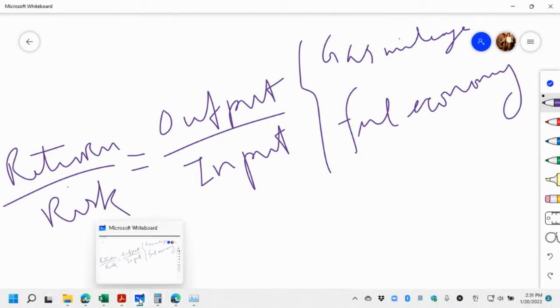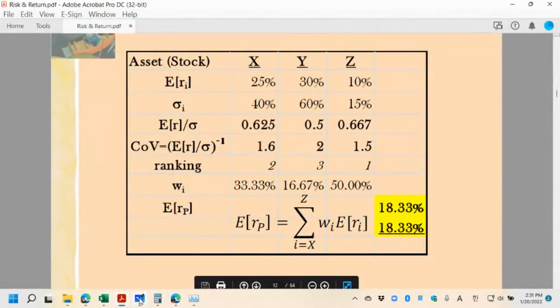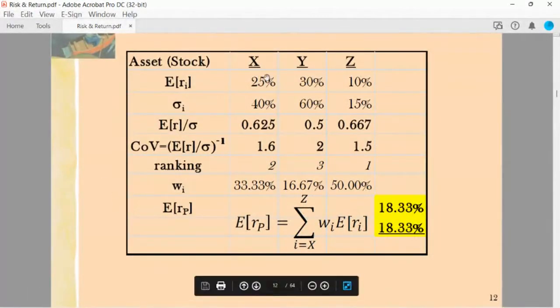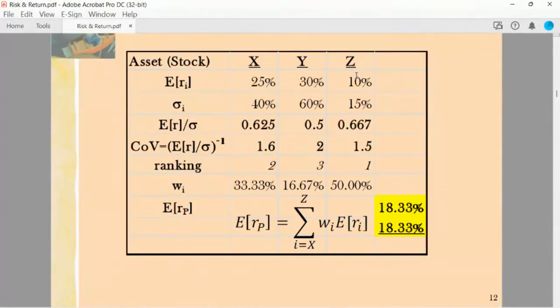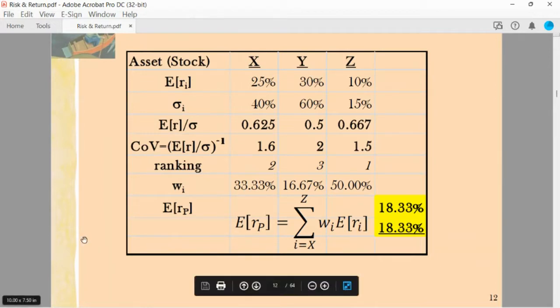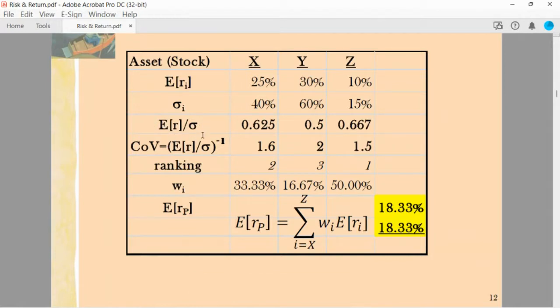So if you understand the logic of fuel economy, it's not difficult to understand this. If you take this ratio, Z is the best one. You will put most into Z, then into X, and then into Y. And then there is something called the coefficient of variation. The book uses it; we don't use the book, but in the test this term may come up. The coefficient of variation is exactly the reciprocal of the return risk ratio. Why do they use it?